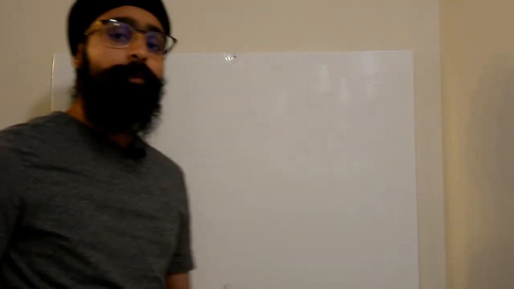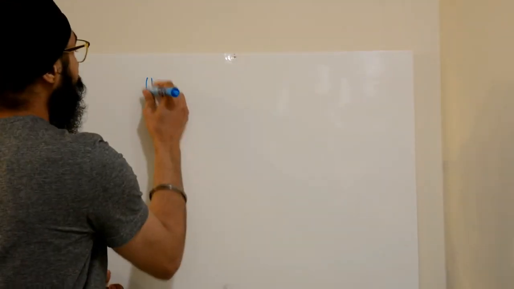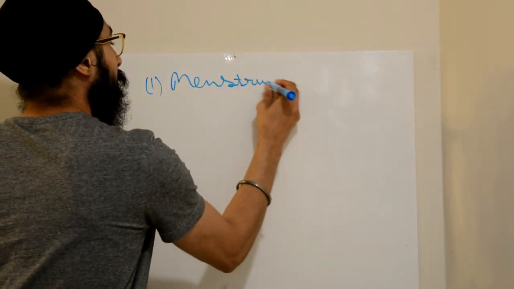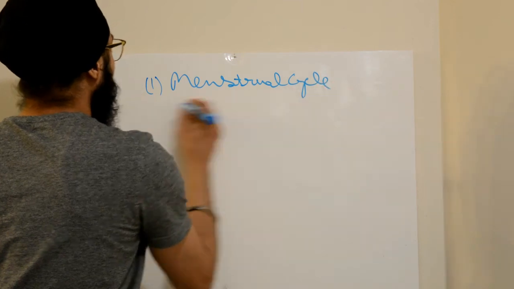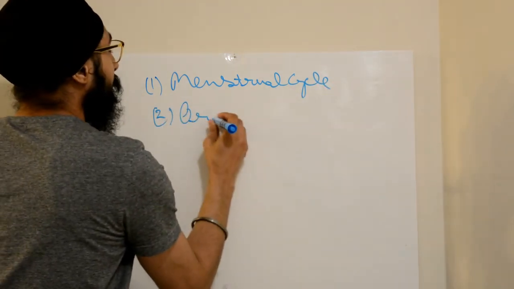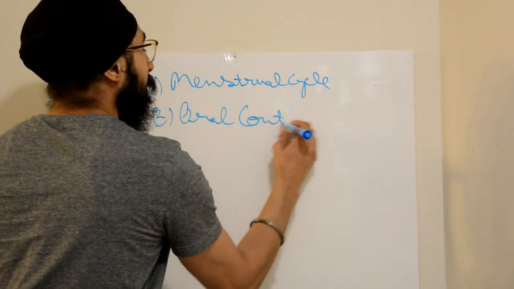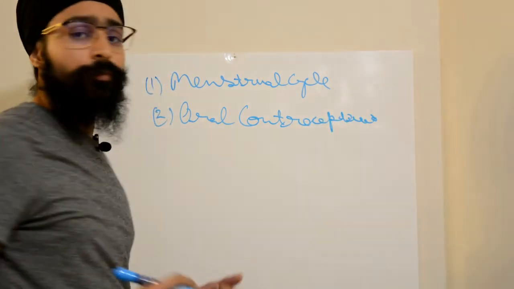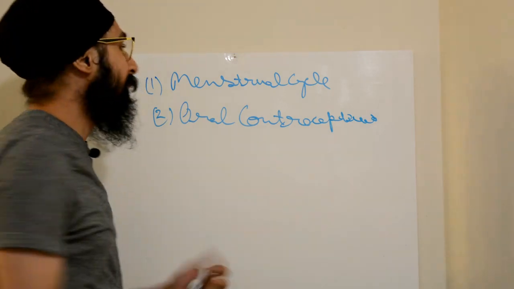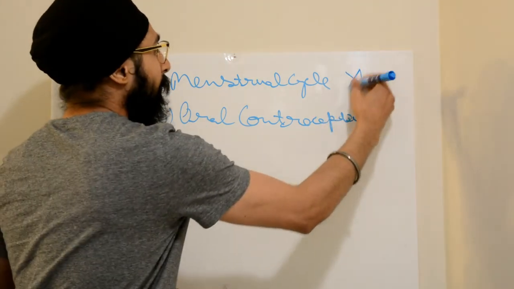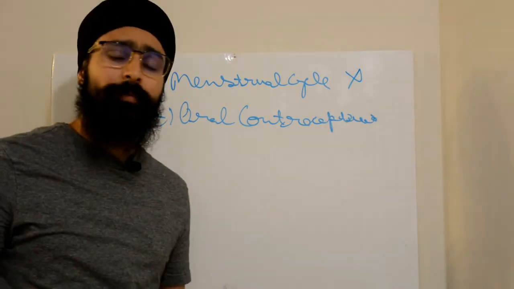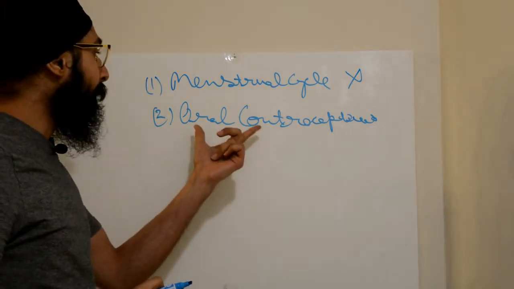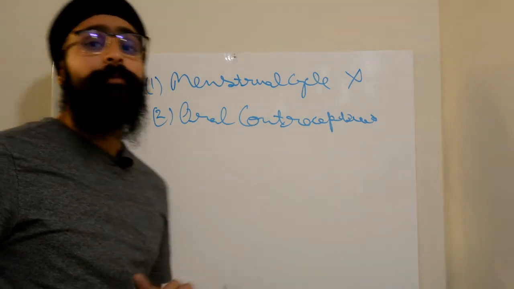There are two more situations. One is the menstrual cycle, another is oral contraceptives. When it comes to questions from periodontics, they may not mention anything about the menstrual cycle of the patient, but they might give you oral contraceptives in the question.